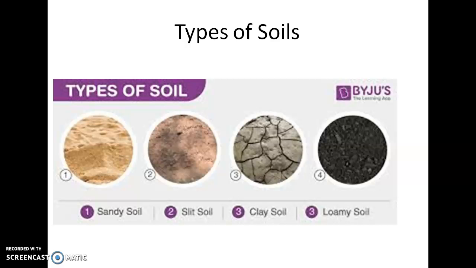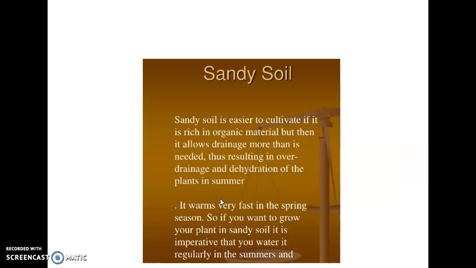Okay, now what you have in your curriculum is sandy soil and clay soil. We'll be discussing the properties, the typical characteristics of these different types of soil. Now, the first one is the sandy soil. Sandy, as the name suggests, it has sand, or it is made up of sand.